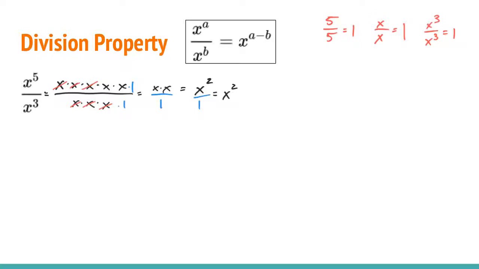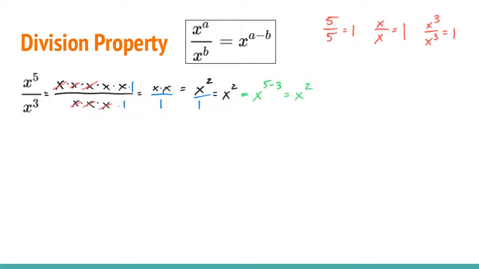Which, of course, with our division property, as we have written above, would be the same thing as saying you have x to the fifth minus 3, because you have 5 as the numerator power, and then the power in the denominator is 3, which is still equal to x squared. So that's how the division property is able to work, and it's this concept of reducing the numerator and the denominator with this multiple of 1 that allows us to get to x squared.